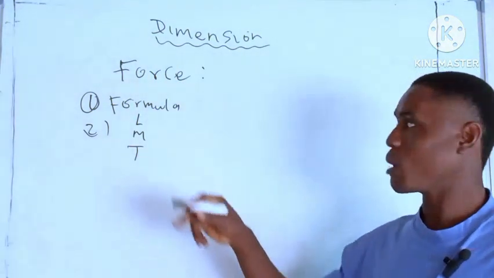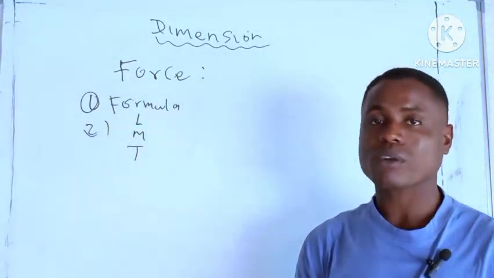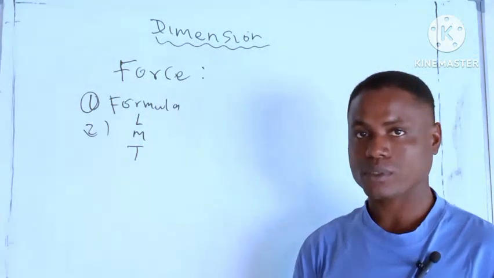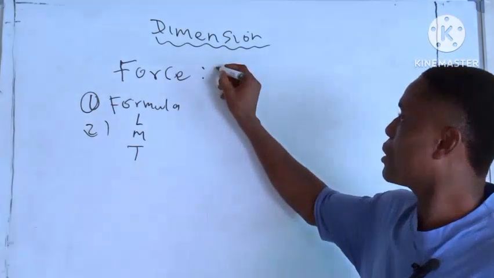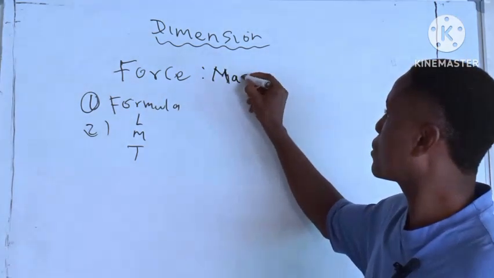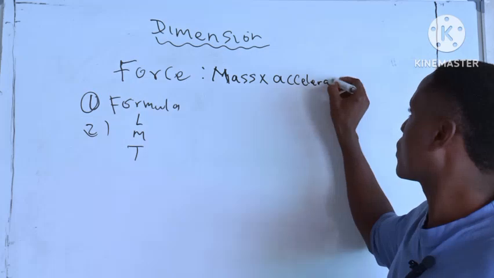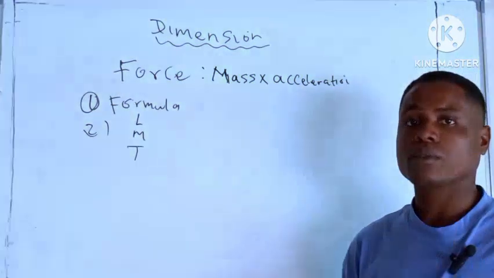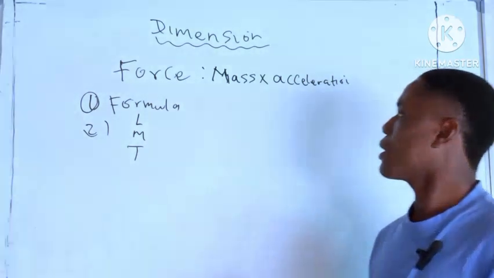So let's say you are asked to write or calculate the dimension of force. What is the first principle? It is to apply the formula, right? So you have to know formulas, it's very important. Now ask yourself, what is the formula of force? The formula of force is mass times acceleration, right? Mass times what? Acceleration. This is the formula of force.